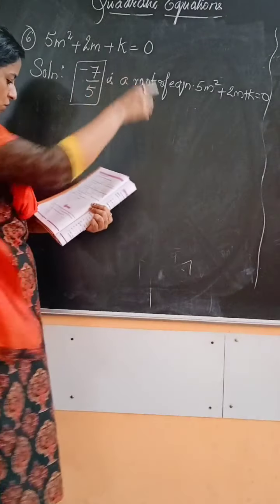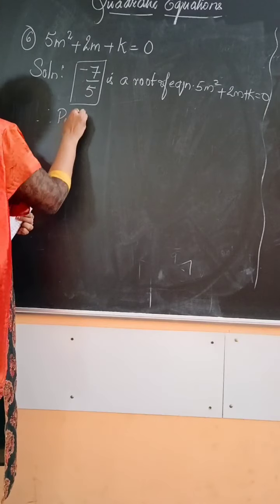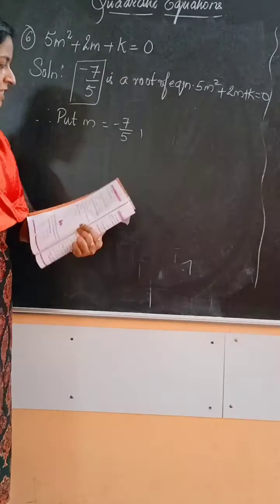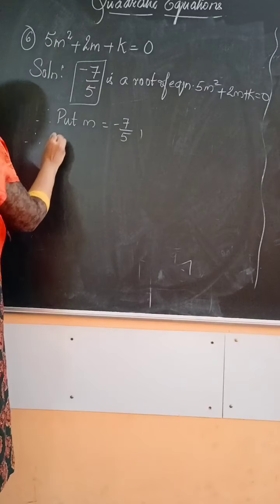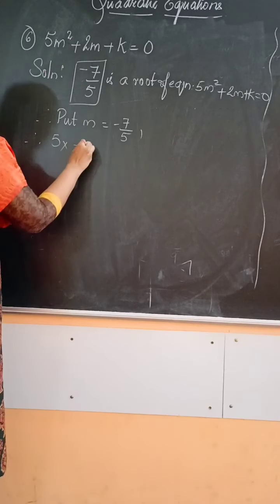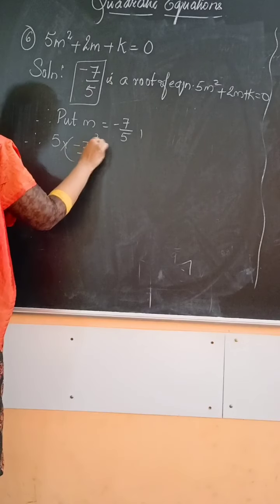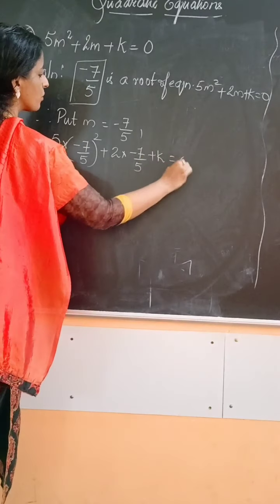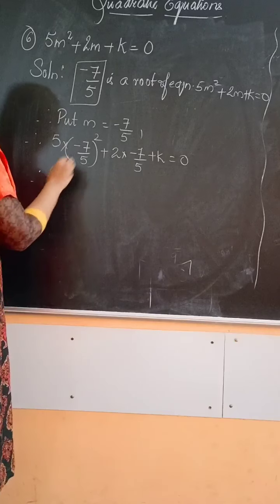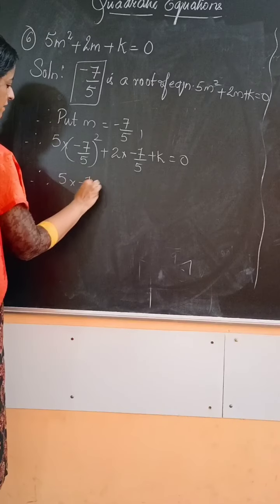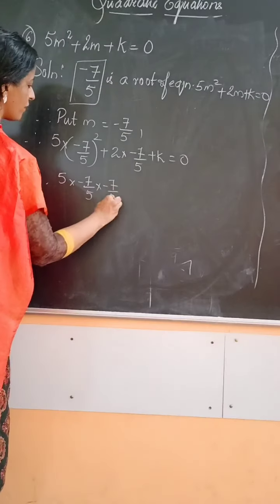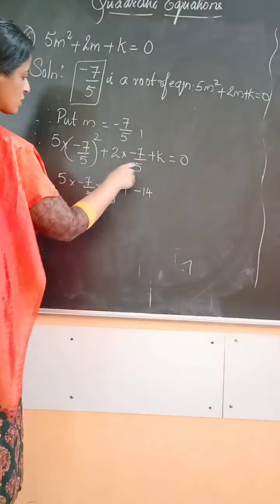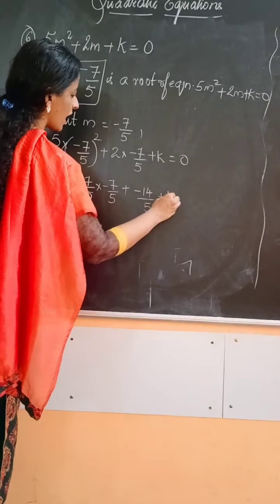Minus 7 upon 5 is a root. So here you will put the box. Therefore, put m is equal to minus 7 upon 5 in the equation. Put 5 into, in place of m, minus 7 upon 5, the whole square, plus 2 into minus 7 upon 5, plus k is equal to 0. Solve it. Therefore, this will be 5 into minus 7 upon 5 into minus 7 upon 5, plus 7 twos are 14, and minus 14 upon 5 plus k is equal to 0.